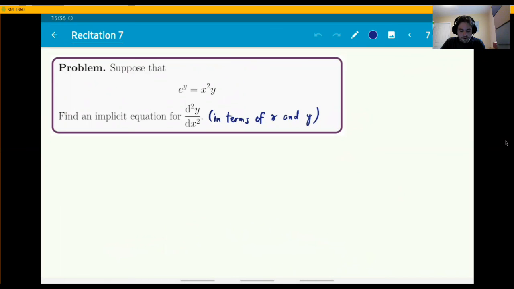Suppose that you have this very simple equation between x and y. Find an implicit equation for the second derivative. This thing here, by the way, in symbols, is the same thing as y double prime of x in terms of x's and y's only. I don't believe we've done anything like this, but it's really the same technique as implicit differentiation. After you find one implicit derivative and you solve for y prime, you just take a derivative of that again. So we're going to see that.